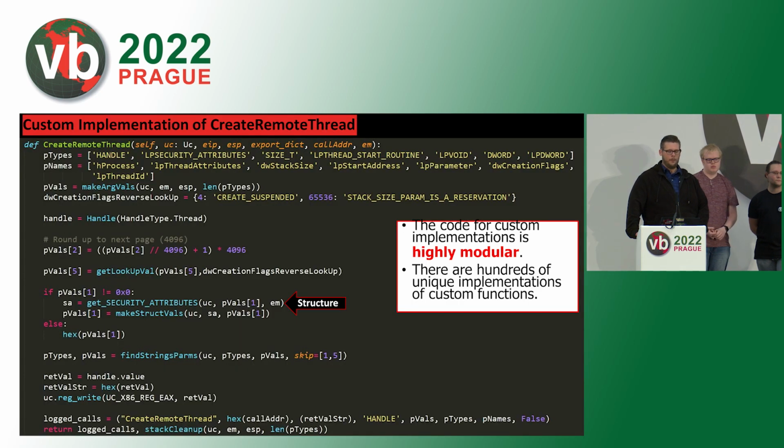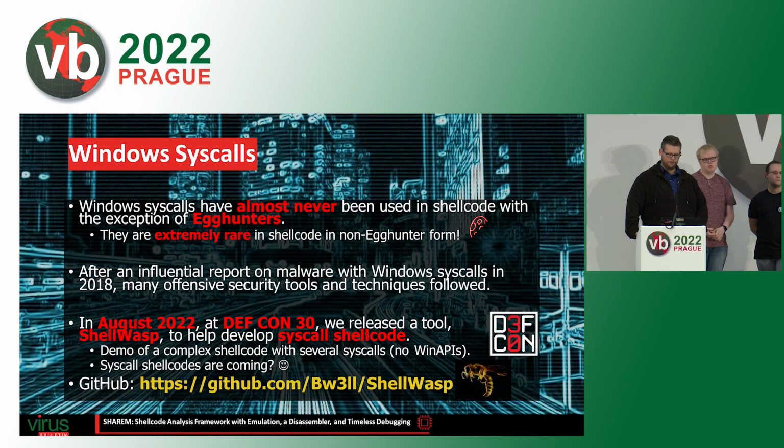So here's an example of CreateRemoteThread, and you can see that it's highly modular. We have several different helper functions that we created to allow us to do a great deal without taking up too much space. Towards the middle, you can see that we're able to firstly create a structure and then extract the appropriate values from the stack and from different locations in memory. It could be the heap, could be wherever, and then to be able to log those.